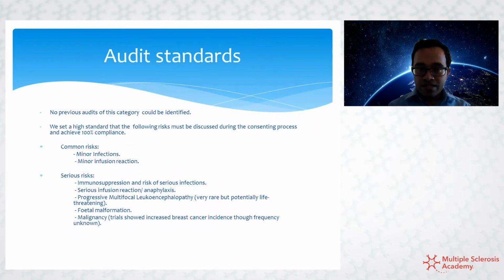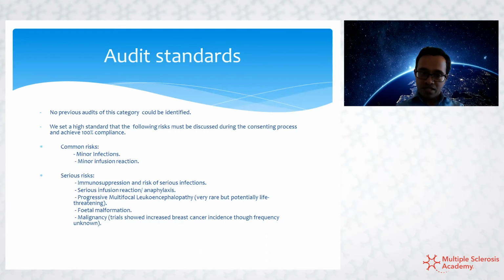We set the audit standard at the very outset. We could not identify any previous audits of this category, and we decided to set a very high standard that the following risks must be discussed with the patient during the consenting process, and we aim to achieve 100% compliance. The common risks should include the mild infections, including the upper respiratory infections, nasopharyngitis, hepatitis B reactivation, skin infection, herpes infection, and they should also mention the minor infusion reactions.